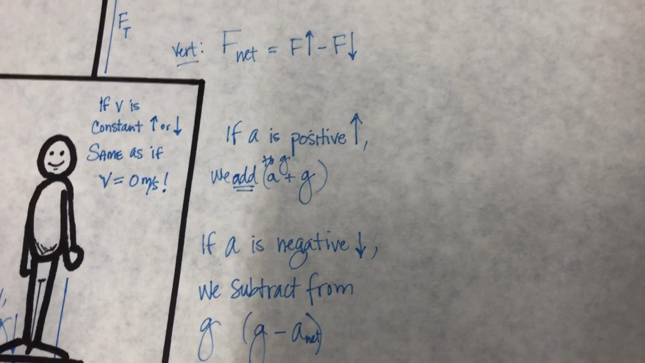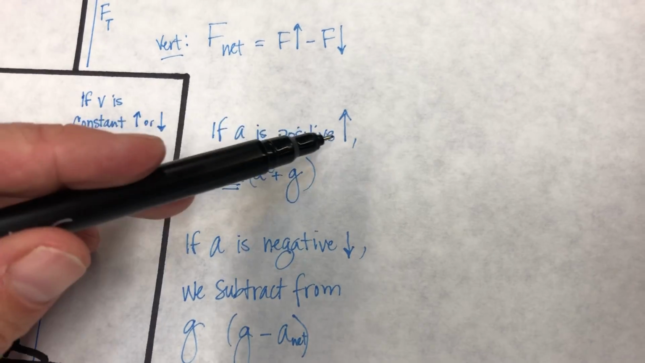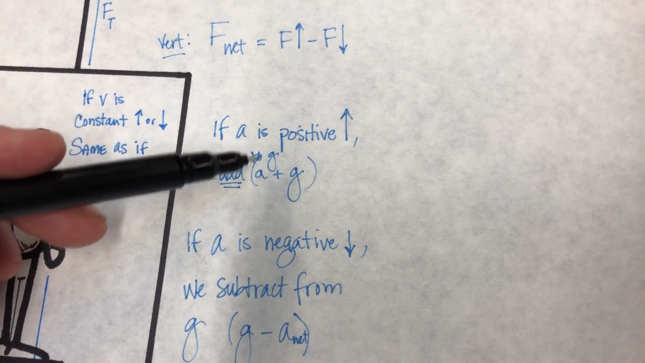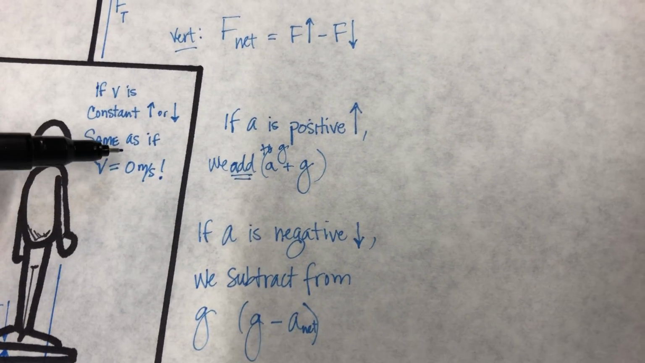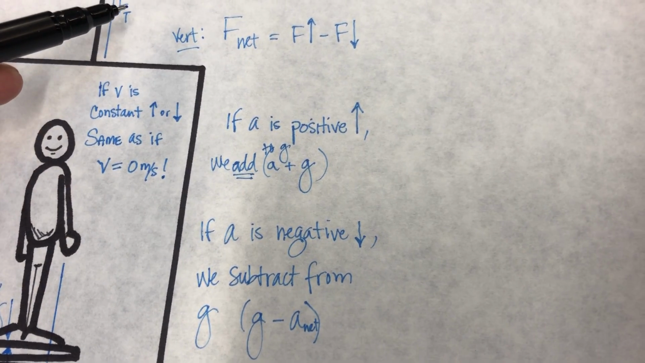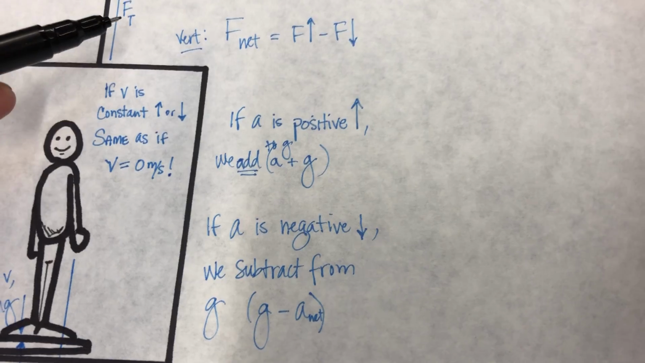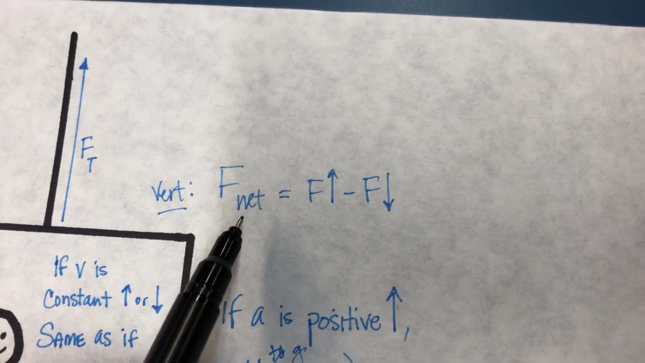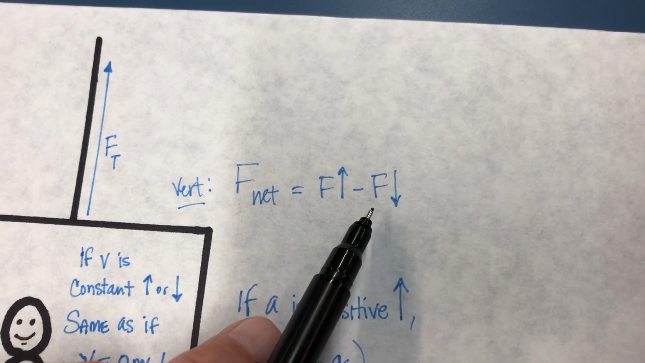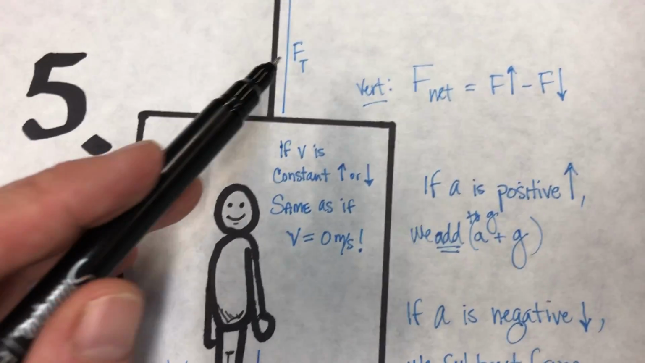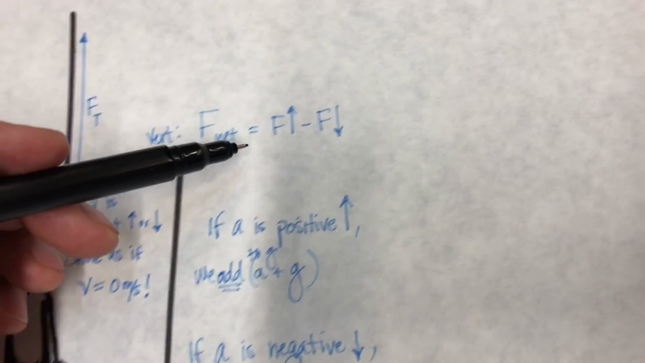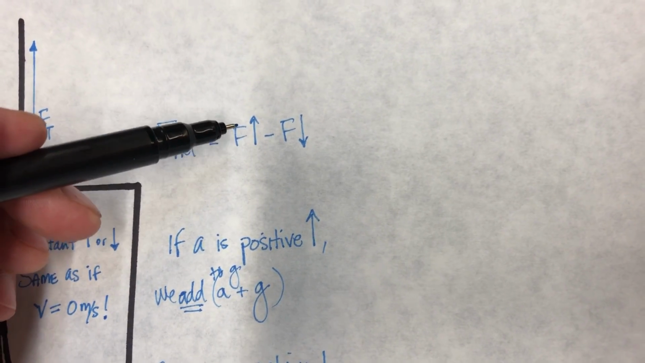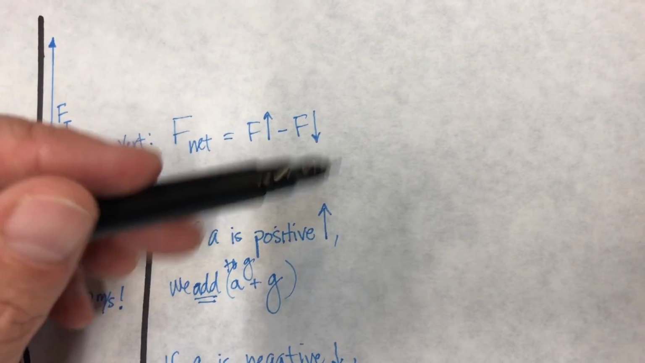So here's a little note. If the acceleration is positive, in other words, upward, we add the acceleration to g, and then multiply by the mass of the entire elevator to get the tension force. Ultimately, vertical net force is F up minus F down. Well, F up in the big picture is the tension force. F down is mg of the whole elevator, person inside, everything. So the net force would be up minus down.